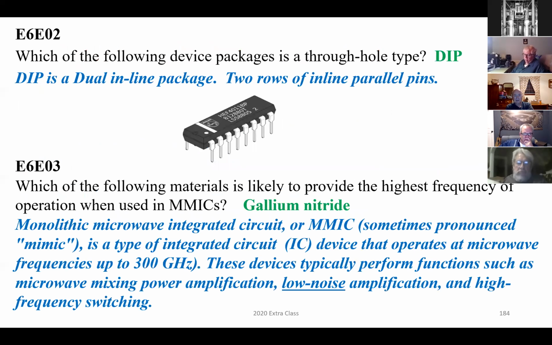2, which of the following device packages is a through-hole type? It's going to be A, DIP. And what they mean by through hole is that the legs of the IC are going to actually go through the board, as opposed to a surface mount where everything is attached to pads on the surface of the circuit board.